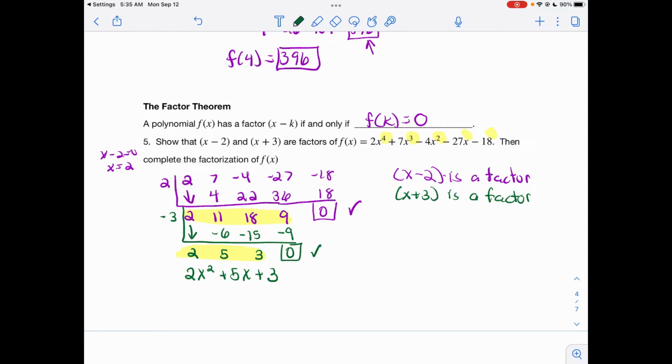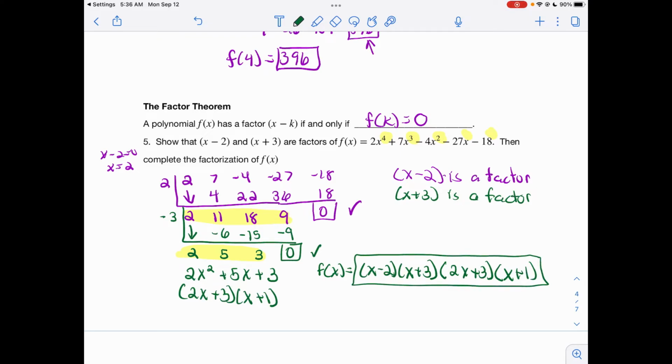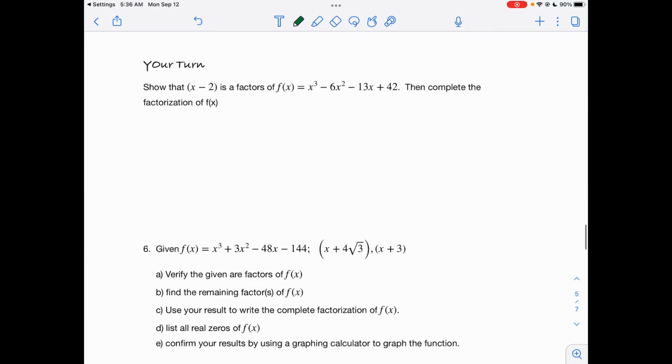And quadratics we can easily simplify by factoring or using our quadratic formula. And so this one would factor to 2x plus 3 times x plus 1. And so basically I figured out that our original function f of x is equal to our factor x minus 2, our factor x plus 3, and when I factor the quadratic, 2x plus 3 and x plus 1. So this is a complete factorization of our original polynomial. And now we can factor bigger polynomials than just quadratics. So I'm going to pause and let you do this one.